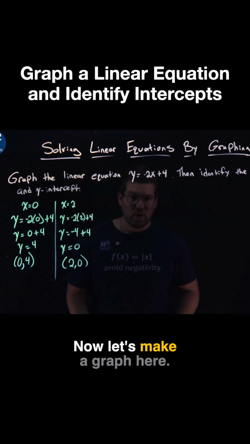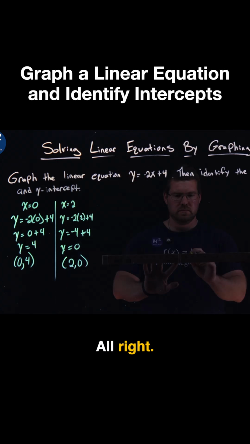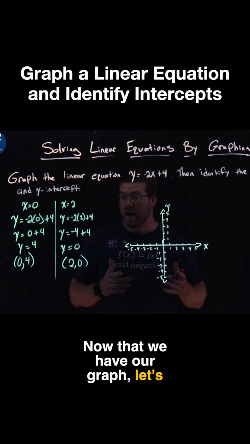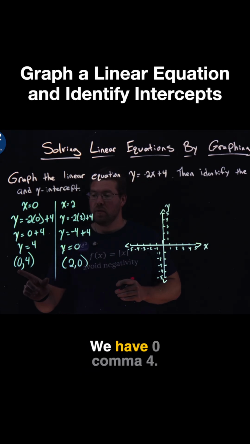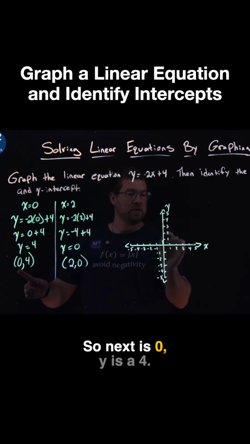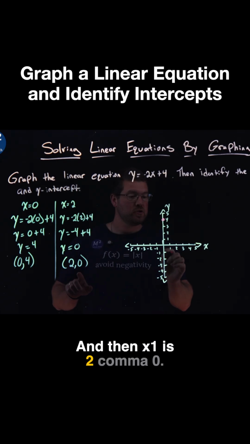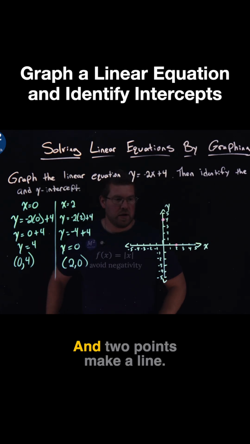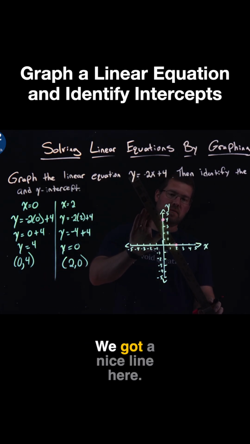All right, now let's make a graph here. I need to put a graph here so we can graph this line. All right, now that we have our graph, let's go plot these 2 points that we know make up this line. We have 0, 4. So when x is 0, y is 4. We have that first point right here. And the next one is 2, 0. X is 2, y is 0. And 2 points make a line, so we can connect them here.